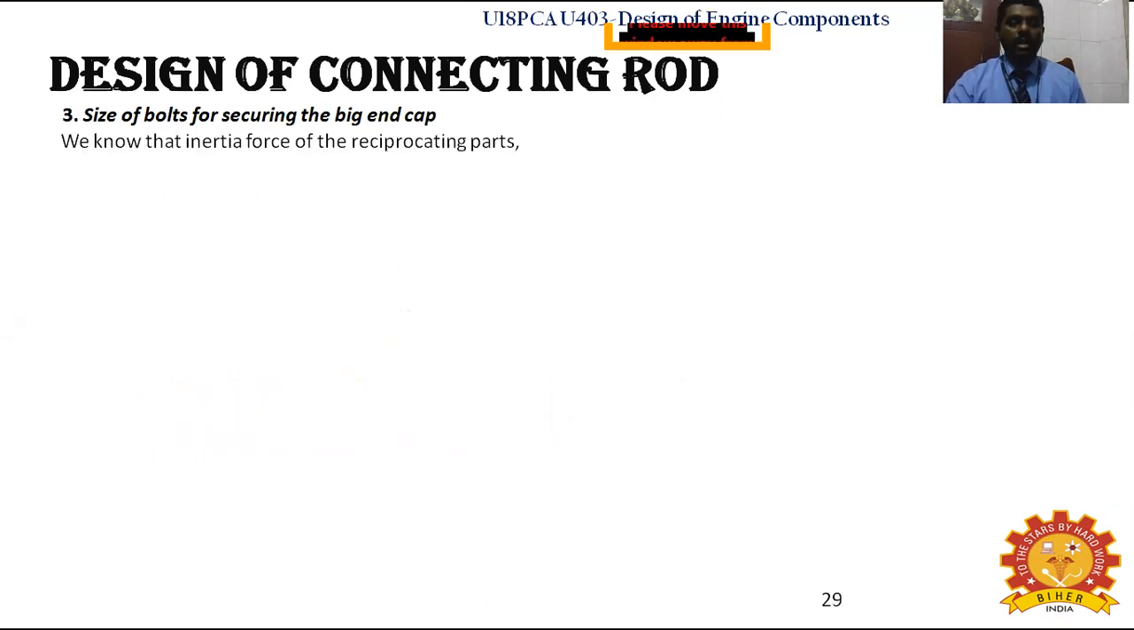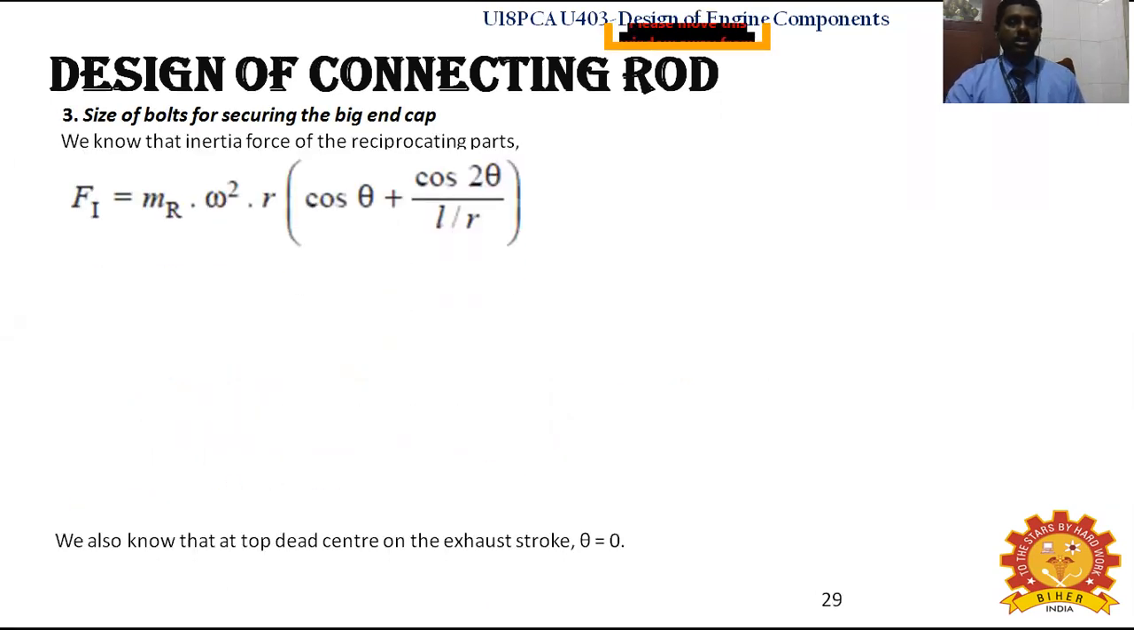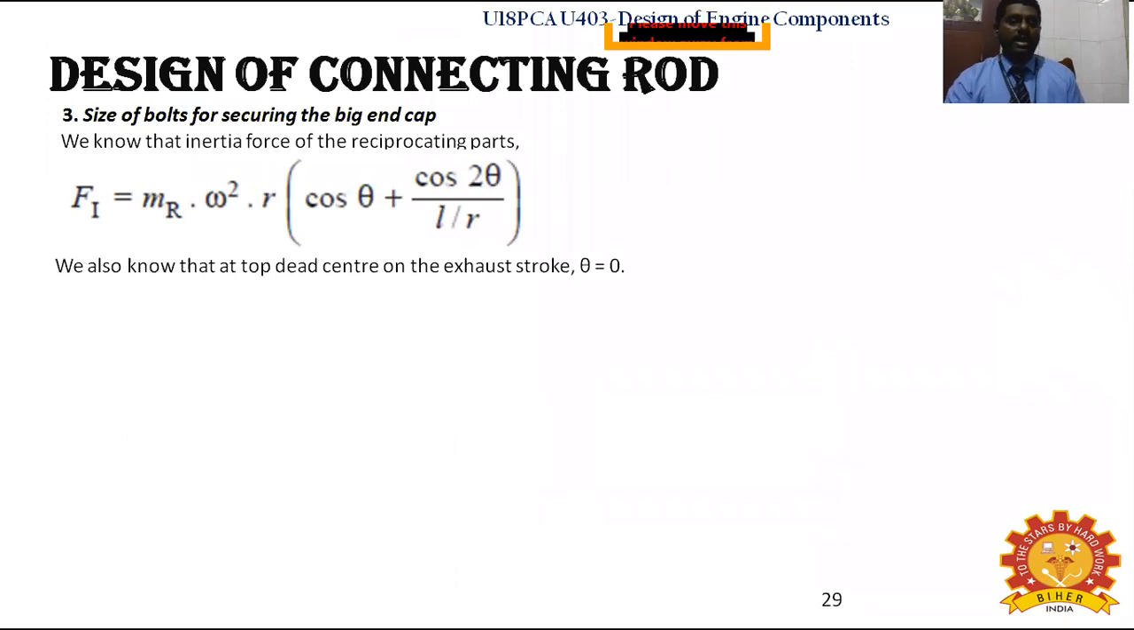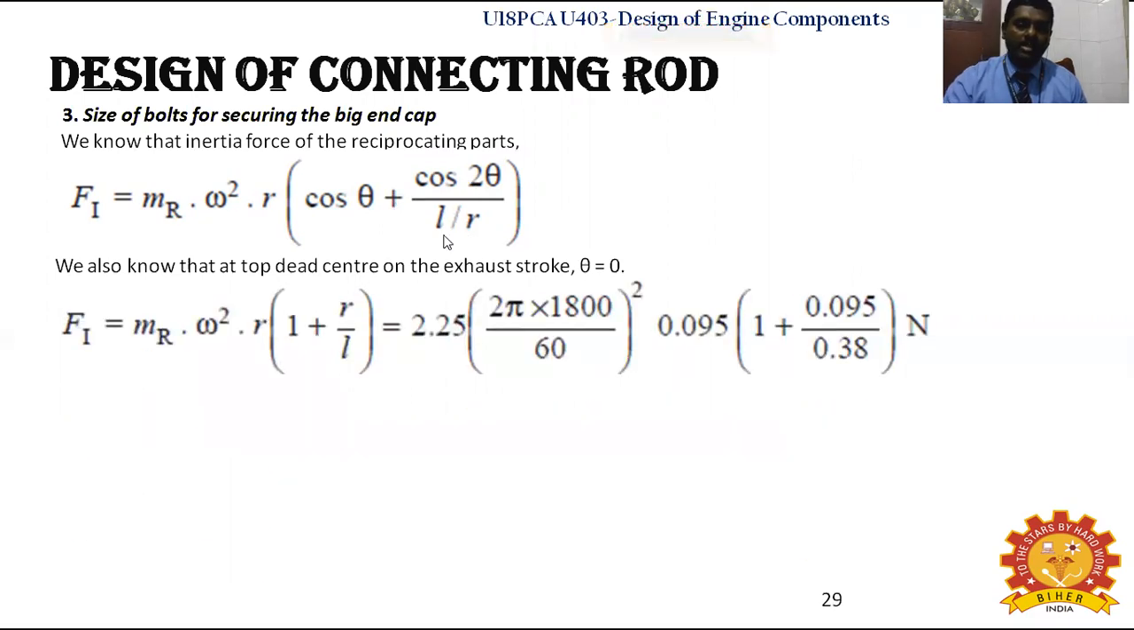Now we have the inertia force, and we are going to take the extreme stroke. There the crank angle will be 0. So if you substitute 0, the value will become 1. Then 1 plus 1 divided by l by r becomes r by l. That you have seen already. So now you are going to substitute the known values. The mass of reciprocating parts is given, as well as the omega value, and also the radius of the crank. Everything is known. You make all the substitutions, and you will identify the inertia force.